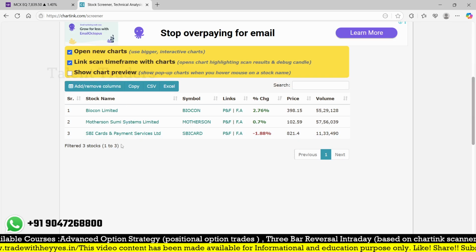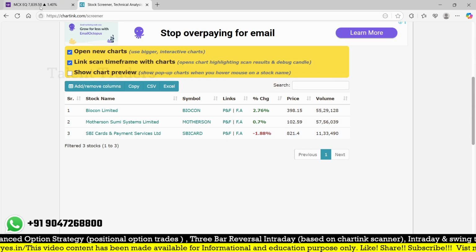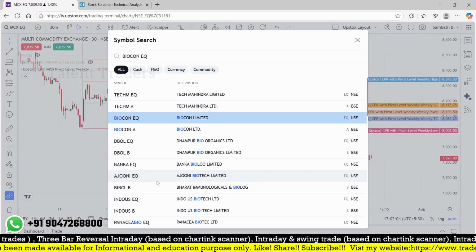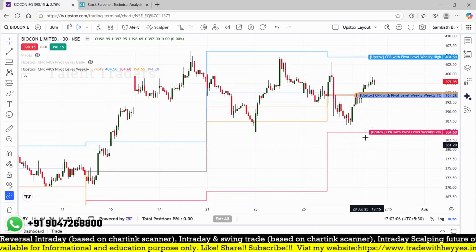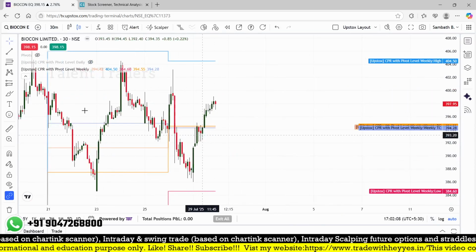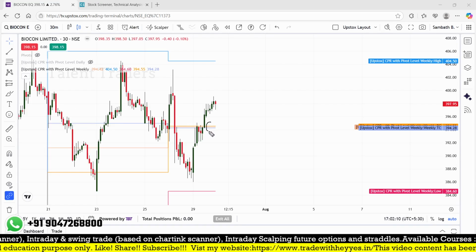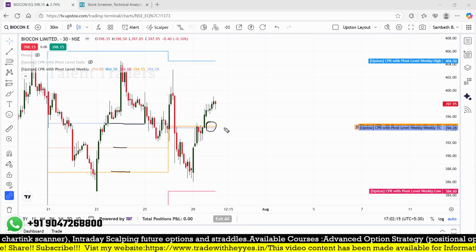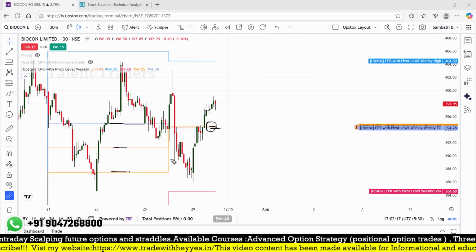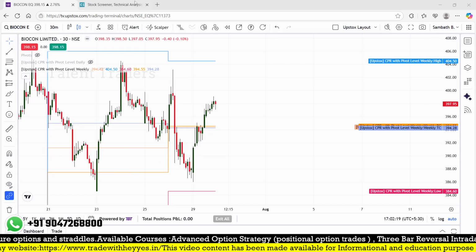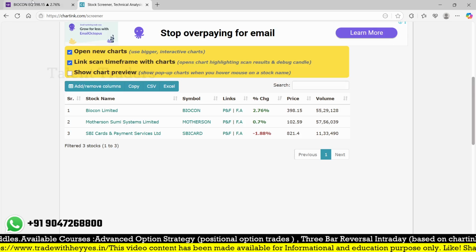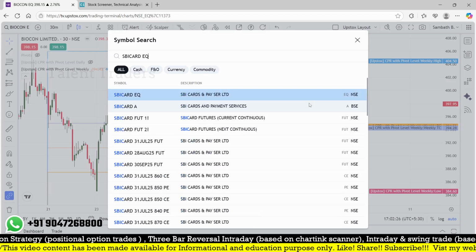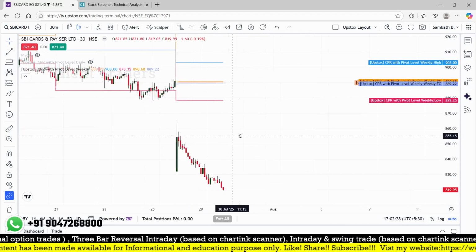Okay, so let me check these stocks: Biocon, Motherson and SBI Card, where there is a narrow CPR. So Biocon, on the weekly, you can see the CPR levels are very tight in range. So exactly it should be a narrow CPR. Comparatively the previous week is very huge, and this week is very small in range. So it is perfectly finding narrow weekly CPR based stocks, and SBI Card. Randomly we can check, and let me see, this is also a perfect one.